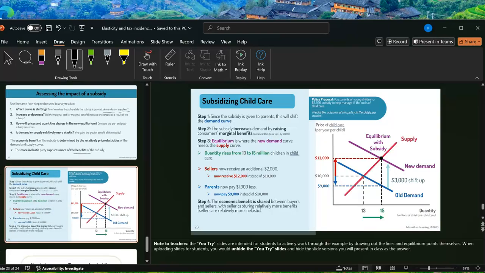Let's take a look at an example of subsidizing childcare. The initial equilibrium is where the old demand curve and the supply curve are intersecting. The equilibrium price was $10,000 and the equilibrium quantity demanded and supplied was 13 million.